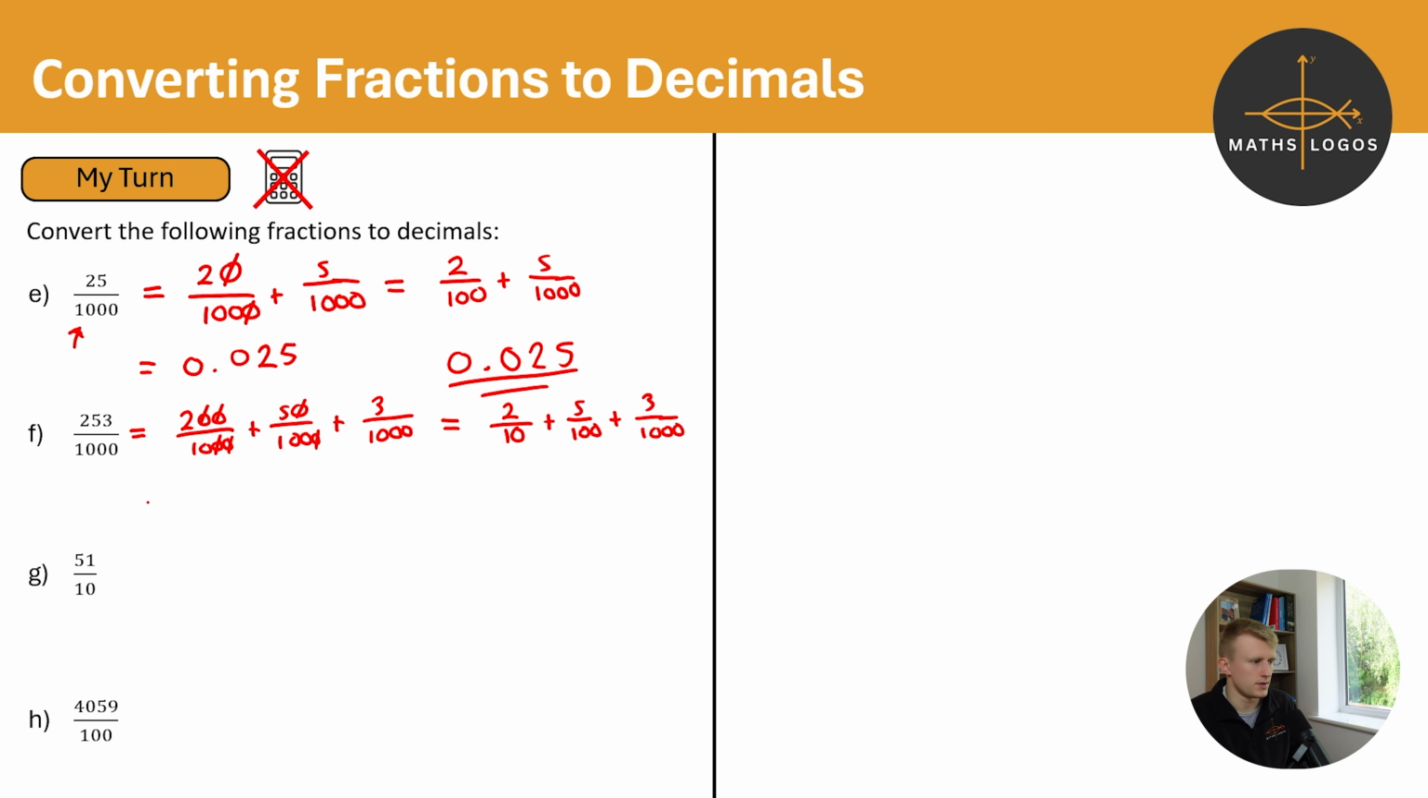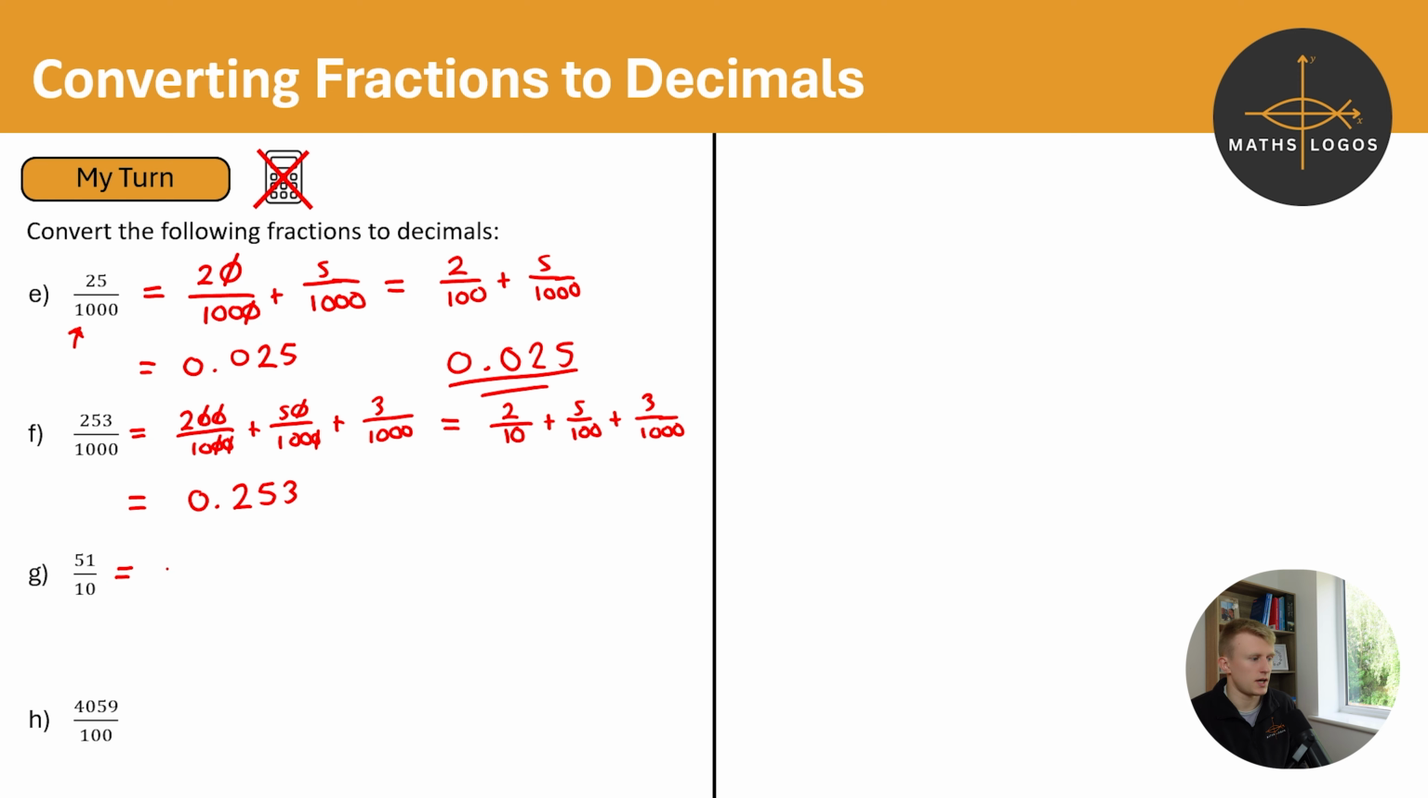And we can turn that into a decimal. We can say that that has 0 units. We have 2/10, so we'll place the digit 2 in the tenths column, we'll place the digit 5 in the hundredths column, and we'll place the digit 3 in the thousandths column. Our next example, I'll show you the place value way, but we could also just do 51 divided by 10 to give us 5.1. But I'll show you the place value way.